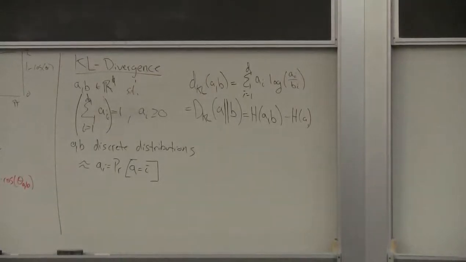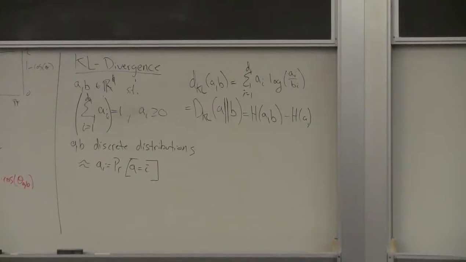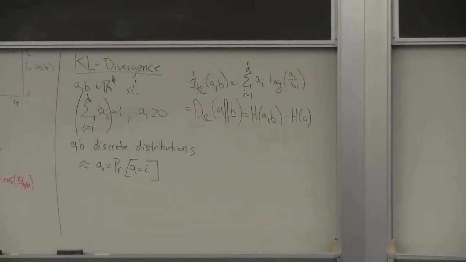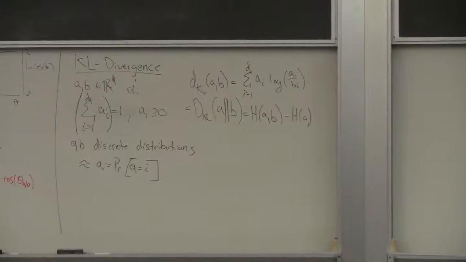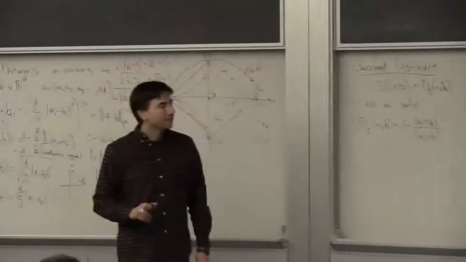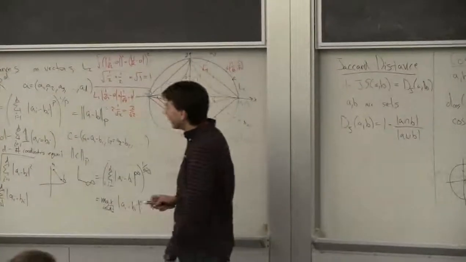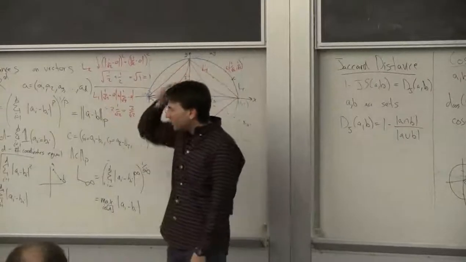So this also violates the symmetry property. It also violates the triangle inequality here. But people still use this a lot because this is the right way to measure the information loss between the two distributions. Okay, so I'm basically out of time here. So we'll talk about the graph distance later.